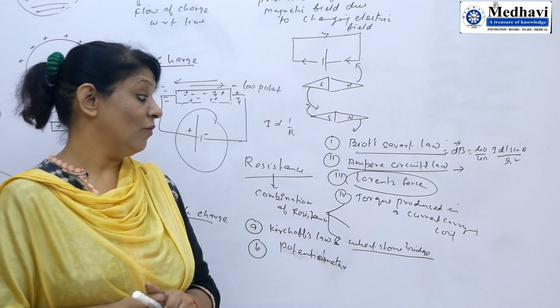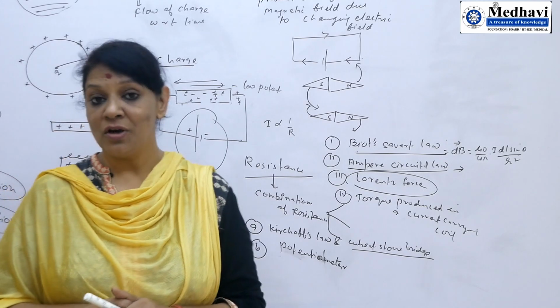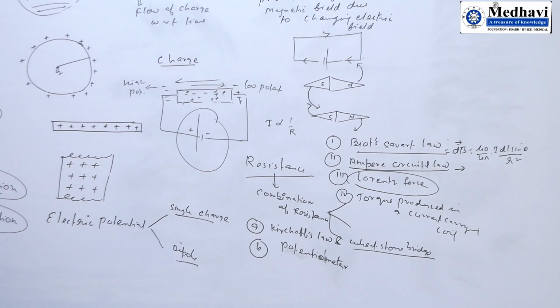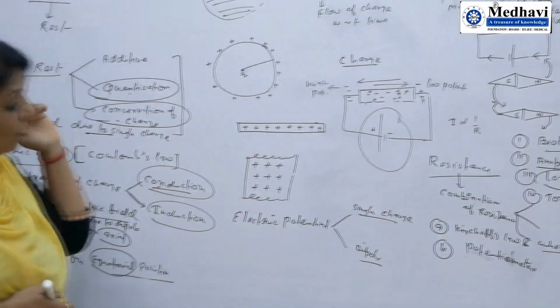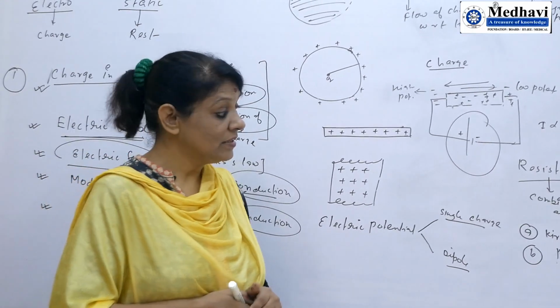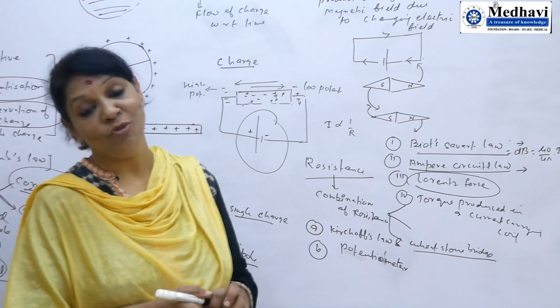Torque produced in a current carrying coil is responsible. What is torque? That we have also studied in this part. When a dipole is taken, then torque will be produced. So we need to focus on torque produced in a current carrying coil. That derivation will help in the moving coil galvanometer.